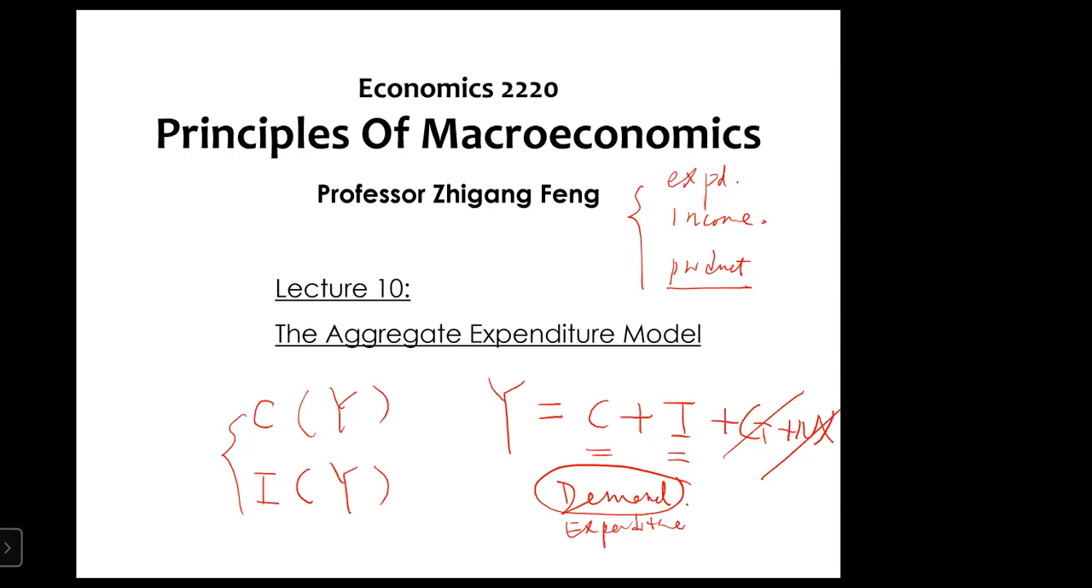In lecture 10, we build upon this aggregate relationship, or macro relationships, to study the first simple model that is going to help us understand the level of GDP.